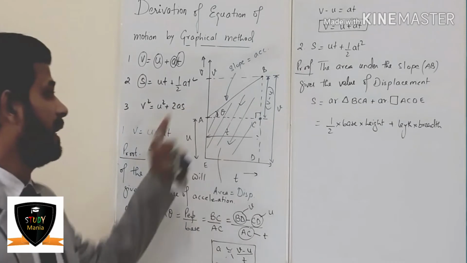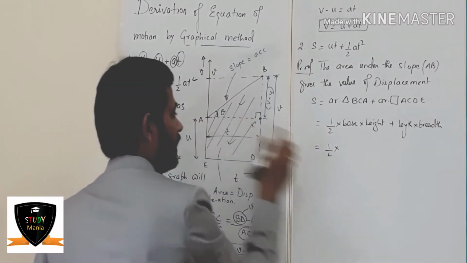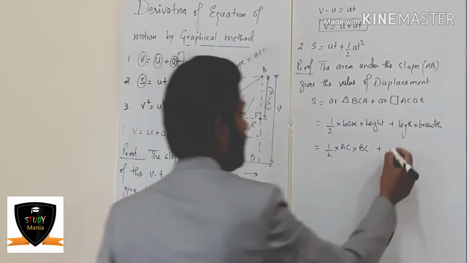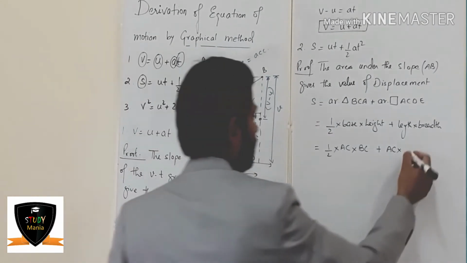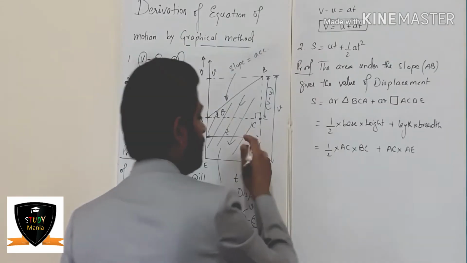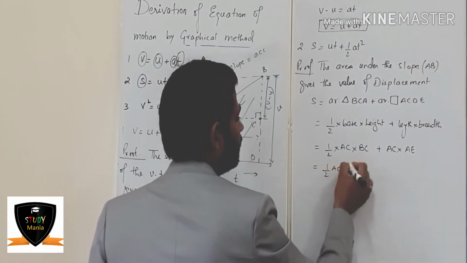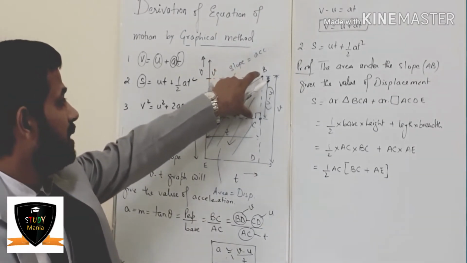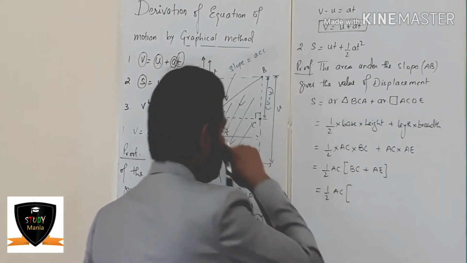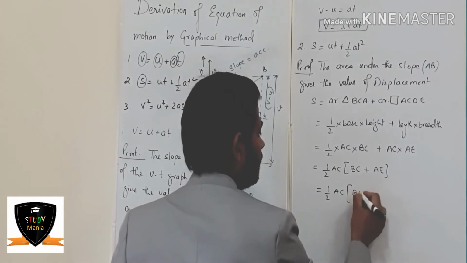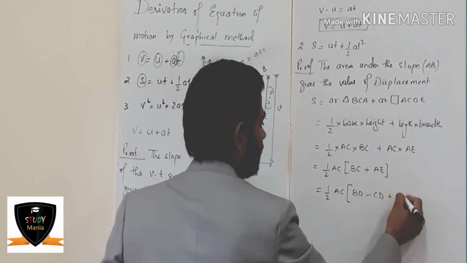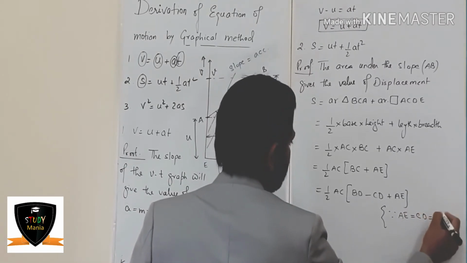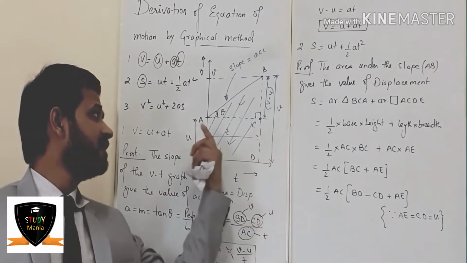So from the graph, you can write half into base. Base is AC. Good. And the height is BC. Length and breadth: the length you can write AC, and the breadth you can write AE. From the graph, it is clearly shown that AC is common. You can take AC common. In the place of BC, you can write BD minus CD, plus AE. As you see here, CD and AE are the same. AE is equal to CD, which is U, the initial velocity.